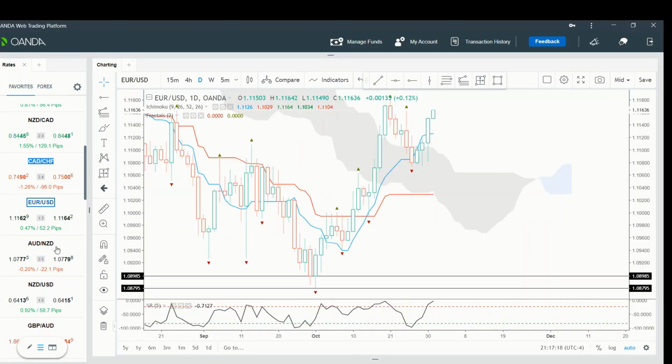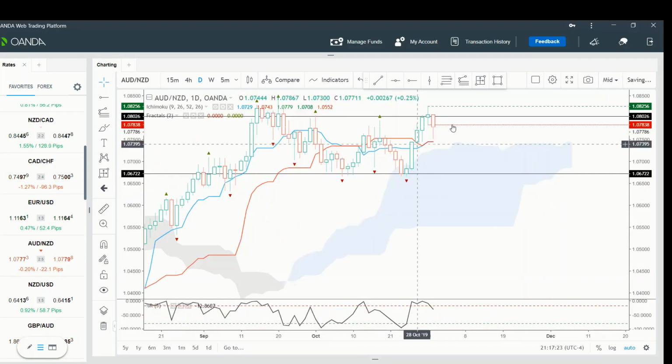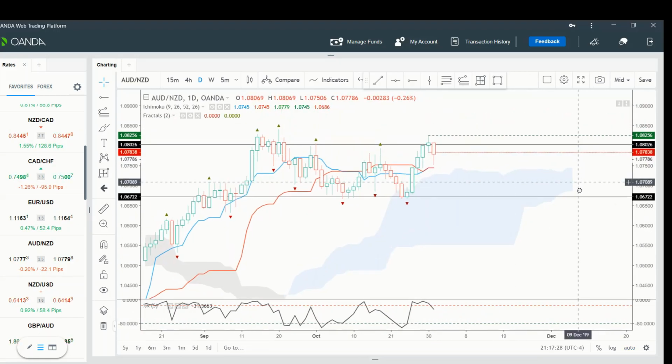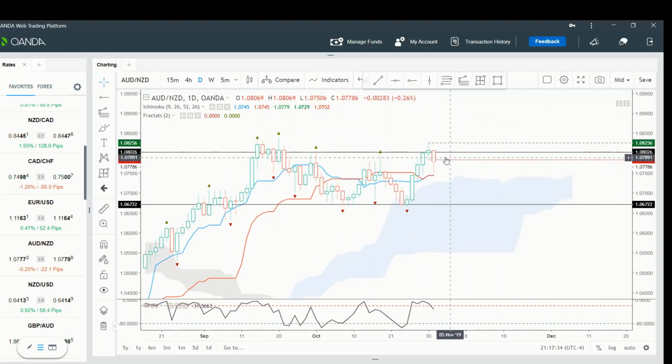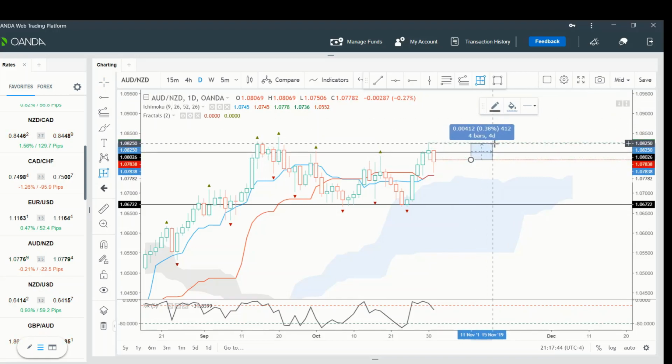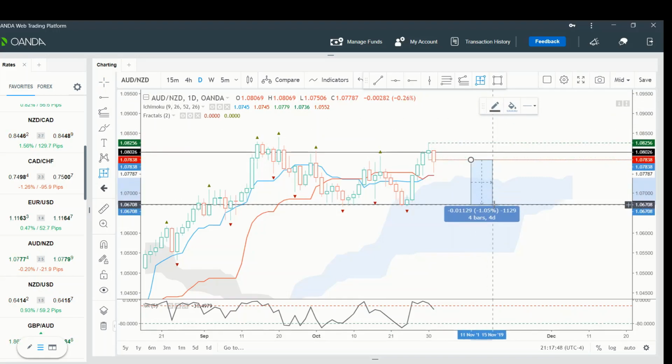Aussie New Zealand, I actually like this pair. If I wasn't in my trade, I'd definitely trade this pair. We're definitely in a nice range. You'll see I have my support and resistance marked. You'll see I have my stop loss. I have my entry point. Right now would be a good point to get in this trade. Williams percent R is signaling sell.